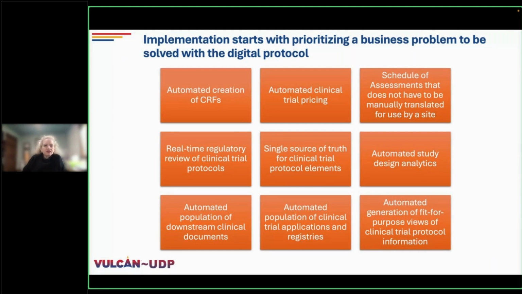So starting in the upper left, I'm not going to read all of these, but a perennial favorite is, can I get an automated generation of my CRF from this digital protocol? How about moving my protocol content to downstream documents? Those are a couple of real, sort of some of the most obvious use cases. I think of it almost as comfort food.